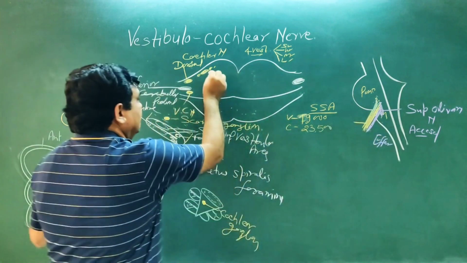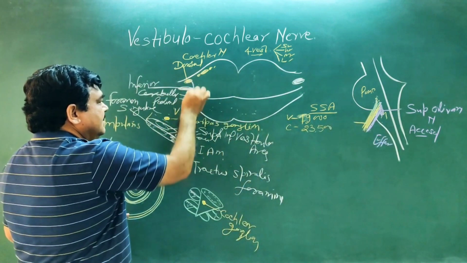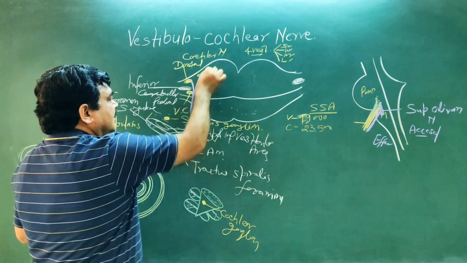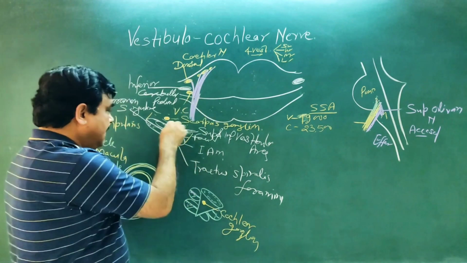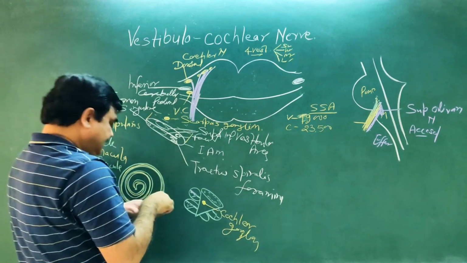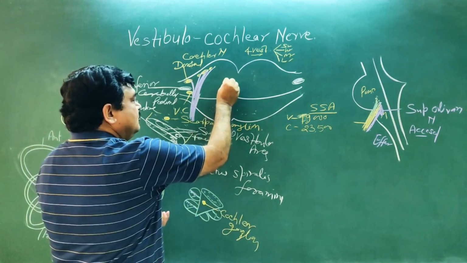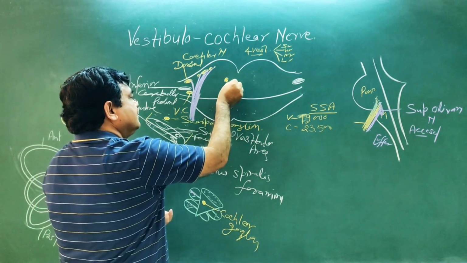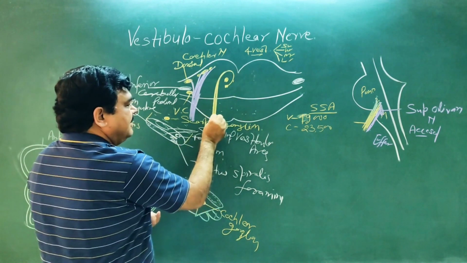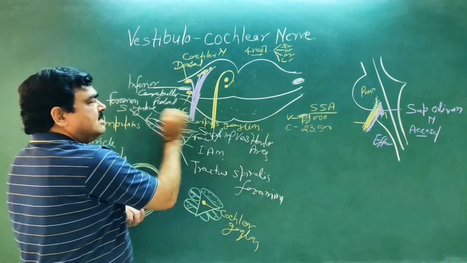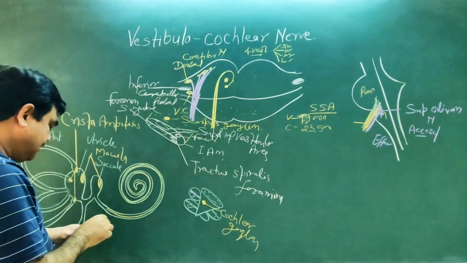In this diagram you see the vestibulocochlear nerve. Here is the position of the abducens nucleus, and this is the facial nerve. So the vestibulocochlear nerve is lateral in position to the facial nerve.